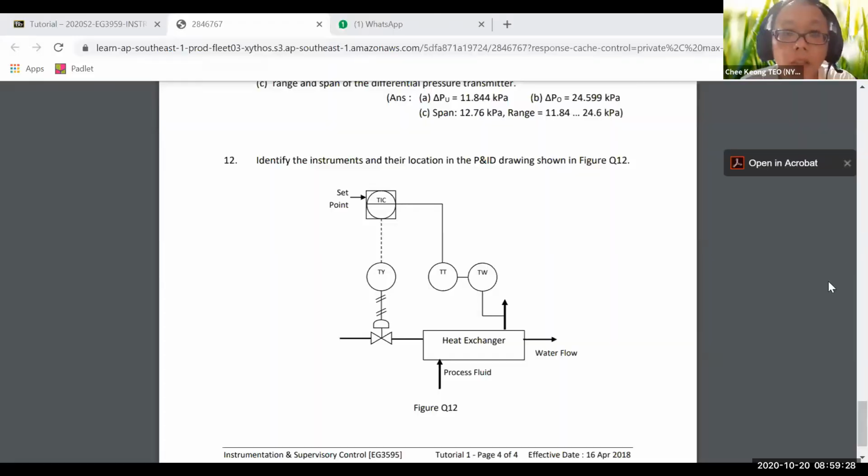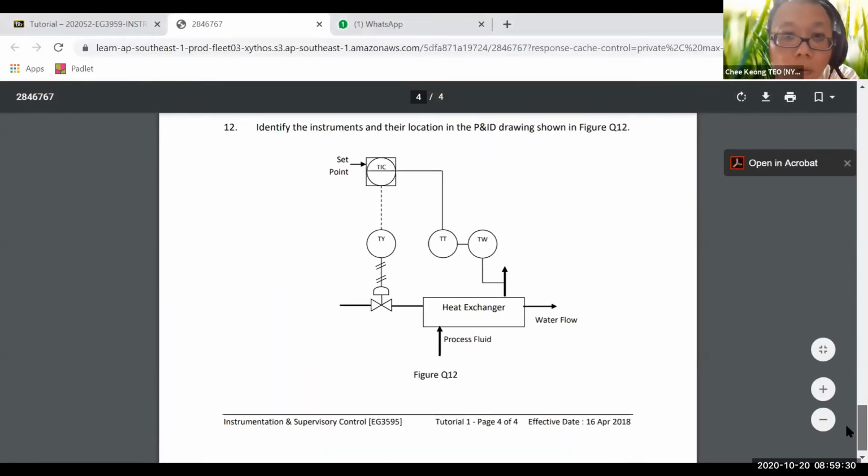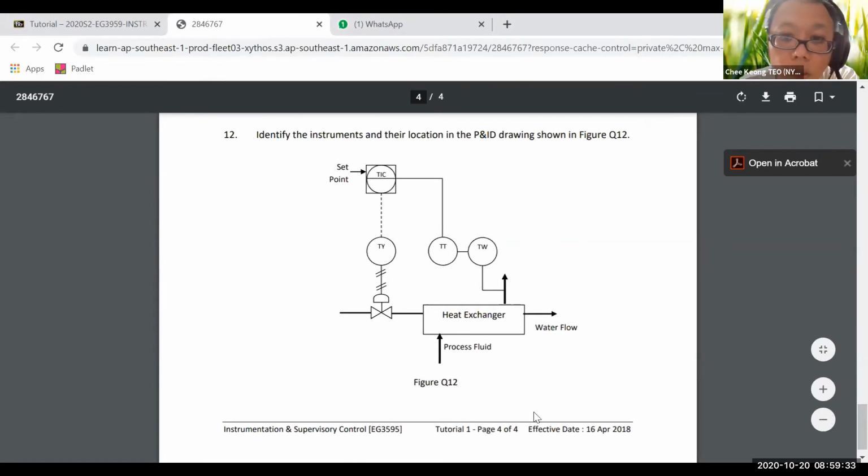Okay, this will be question 12, with a P and ID diagram shown here. It says identify the instruments and their location in the P and ID as shown in question 12. So what are the instruments involved? There are actually 4 instruments, 1, 2, 3, 4, right? And we know that these are easily understood. Identifying an instrument means telling you, using the abbreviation, what this instrument is. And the location means is it field or locally mounted, or is it panel mount?